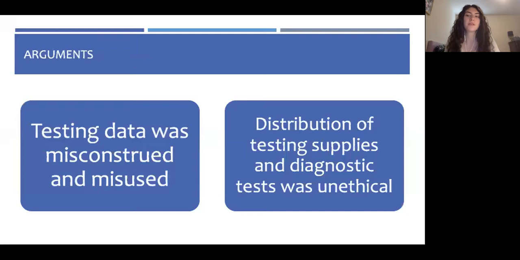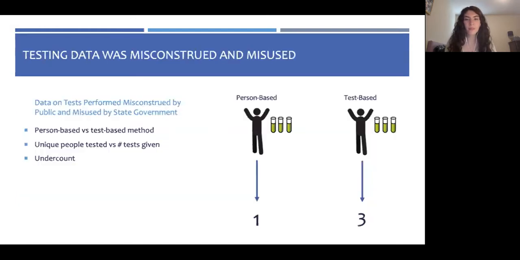So again, drawing from this literature and my own research is how I arrived at my main arguments, which again are that testing data was misconstrued and misused, and that the distribution of testing supplies and diagnostic tests was unethical because distribution was not proportionate to need. So what is my evidence for these arguments? I've selected just some examples that I came across. The first is for my first argument, which is that testing data was misconstrued and misused.